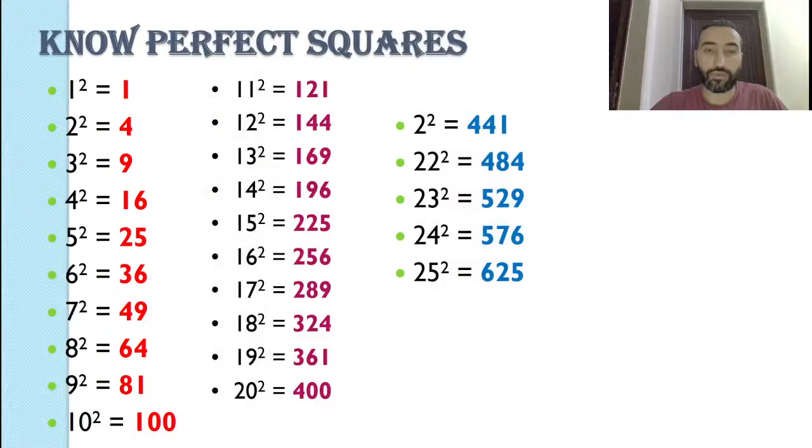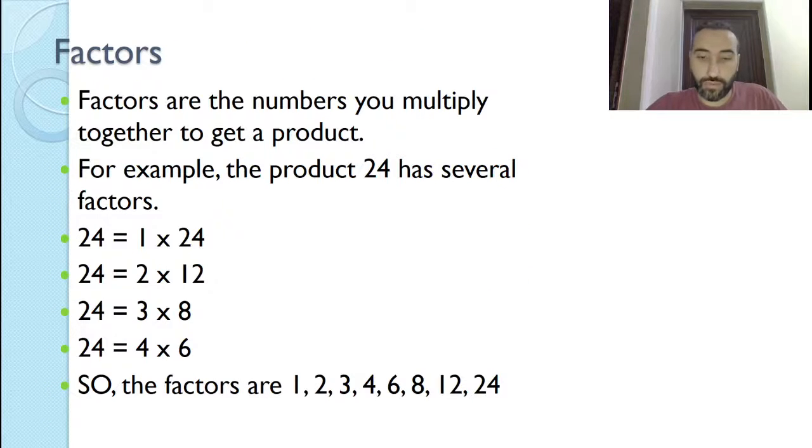Now what if we have a non-perfect square? Before we start the lesson, we need to memorize some ideas, which are factors. What do I mean by factors of a number? Factors are the numbers you multiply together to get a product.